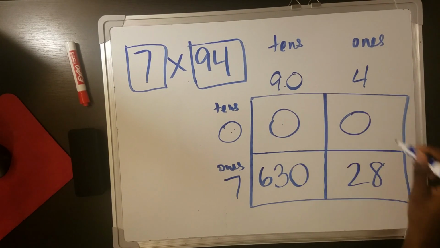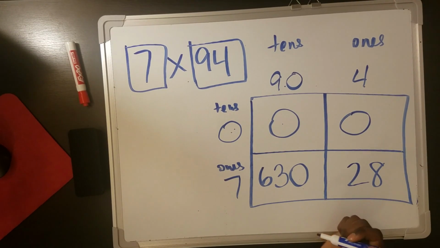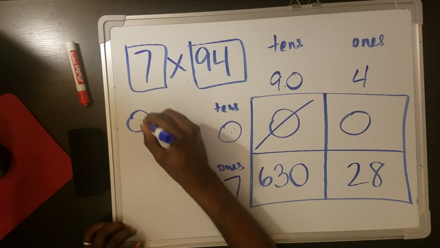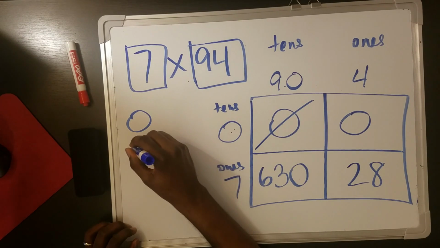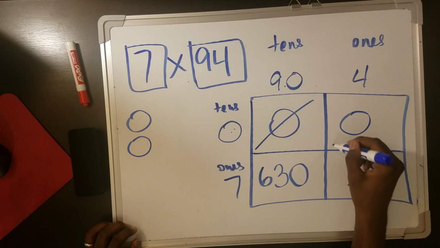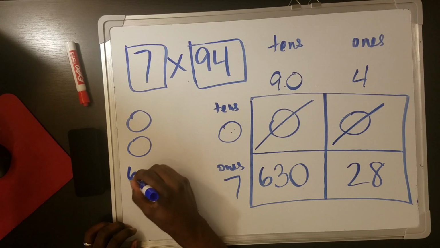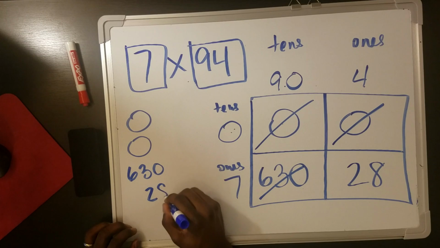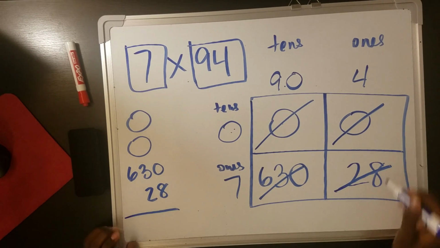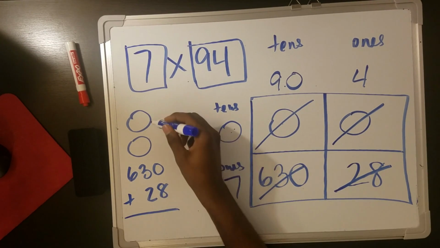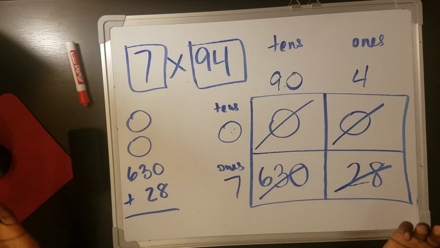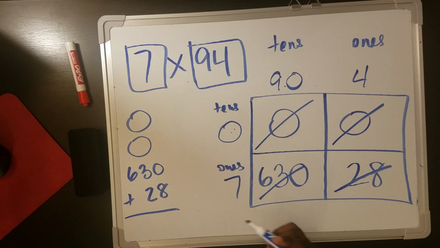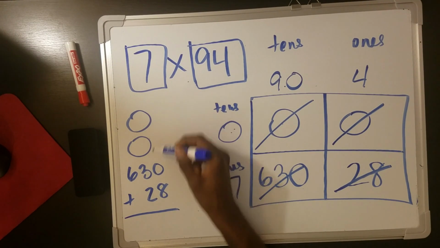Well, we're going to add everything here. And let's cross them out as we add them. So we're going to add 0 plus 0 plus 630 plus 28. Now 0 plus 0 is just going to be 0. 0 plus anything is going to be whatever you're adding it to, right? So we can pretty much ignore these zeros.